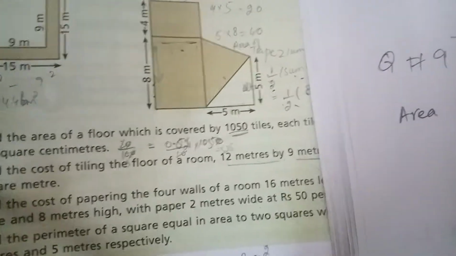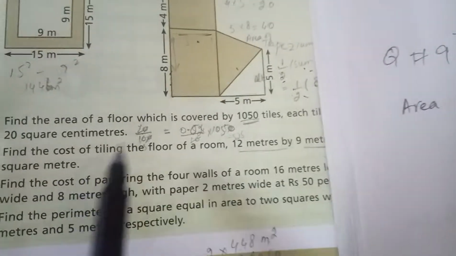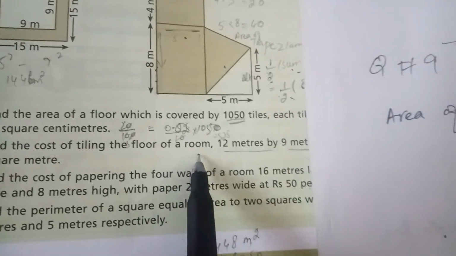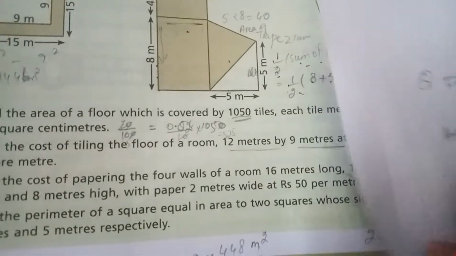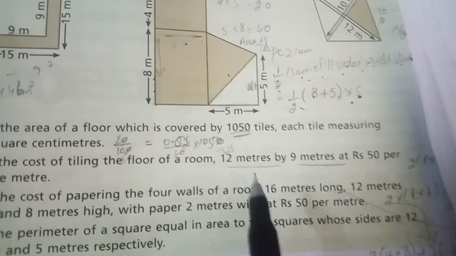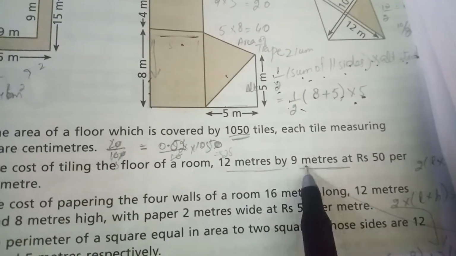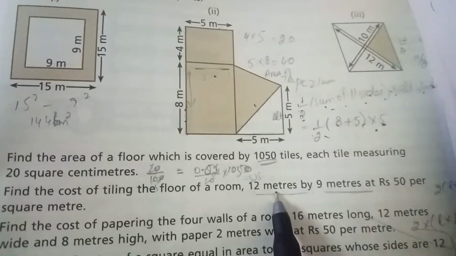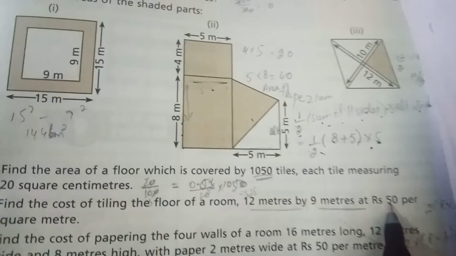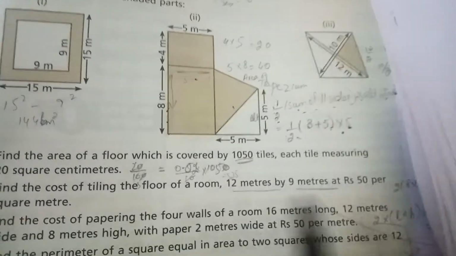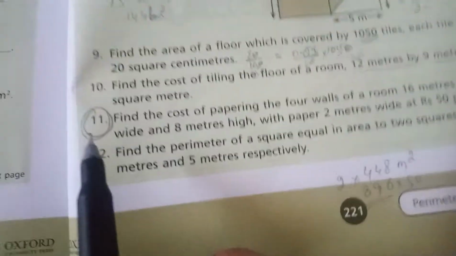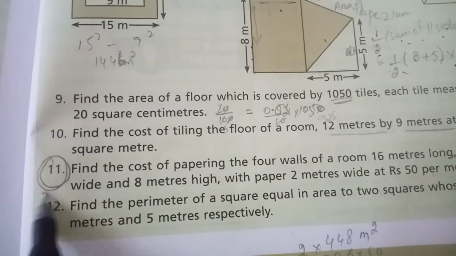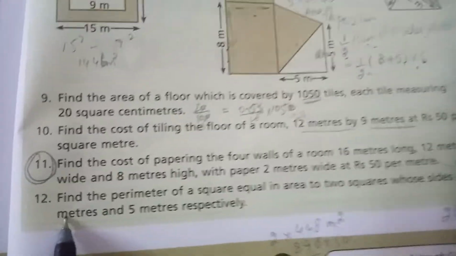Now come to question number 10. Find the cost of tiling the floor of a room 12 meters by 9 meters at rupees per square meter. First of all, you have to find the area of the floor. The formula for finding the area is L into B. Then you have to multiply that area by rupees 50. Question 11 will be done next, but question number 12 first.